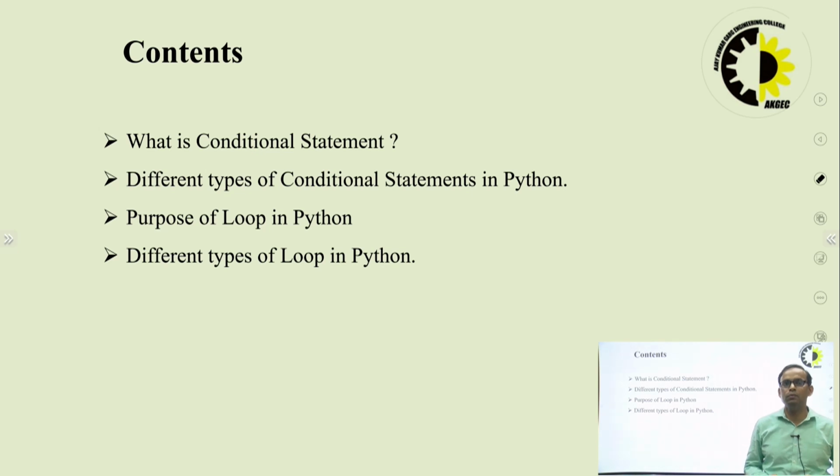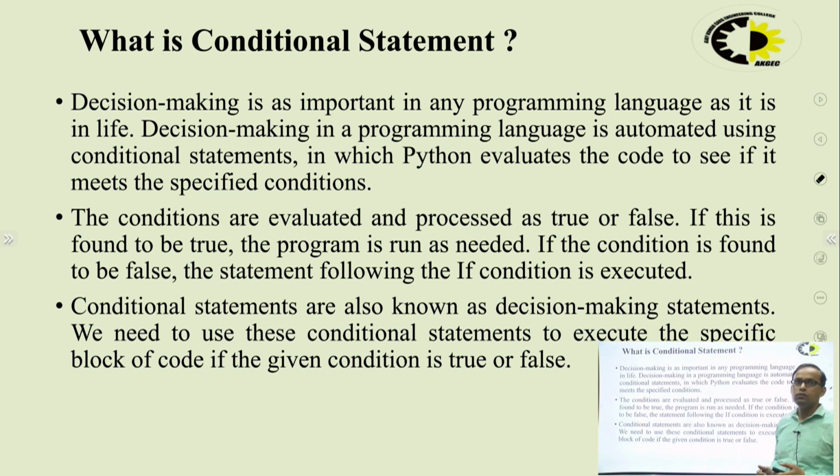So, let's start with the introduction of conditional statement in Python programming. So, what is the conditional statement? Conditional statement is basically a decision making statement. As in our day-to-day life, we take certain decisions, and on the basis of our decision, we have to perform certain actions to achieve the task. In the same way, in programming, we have certain conditions, and on the basis of those conditions, whether the condition is satisfied or not, we have to perform certain tasks. We have to execute certain code.